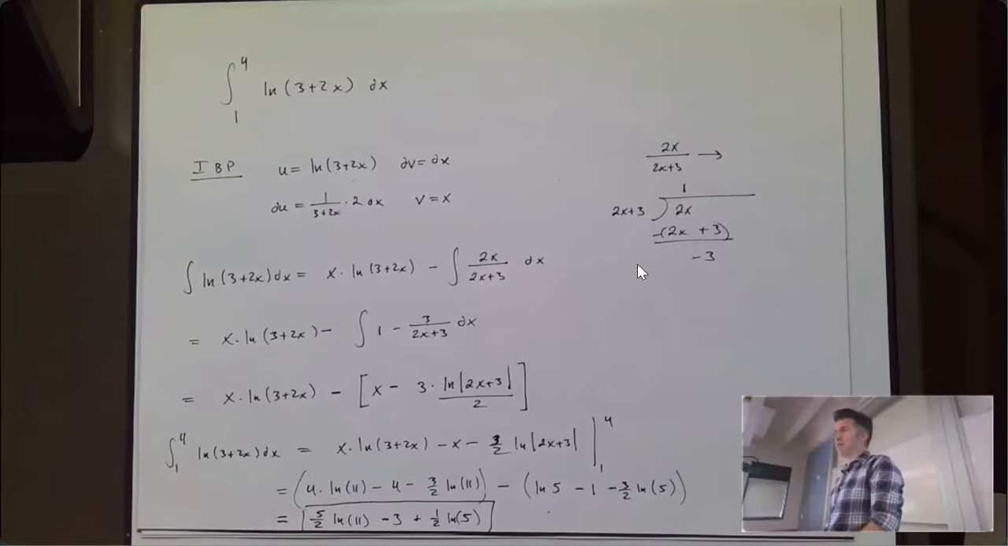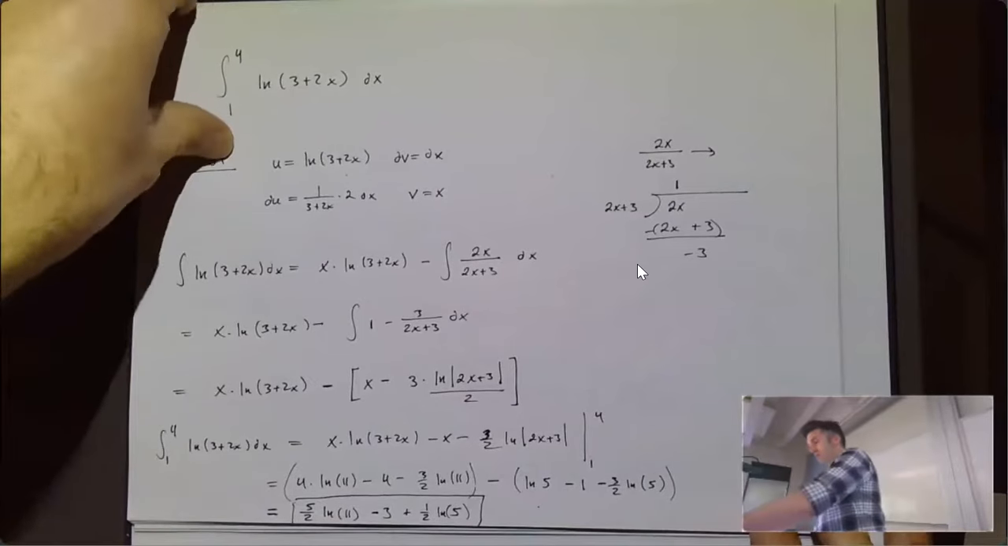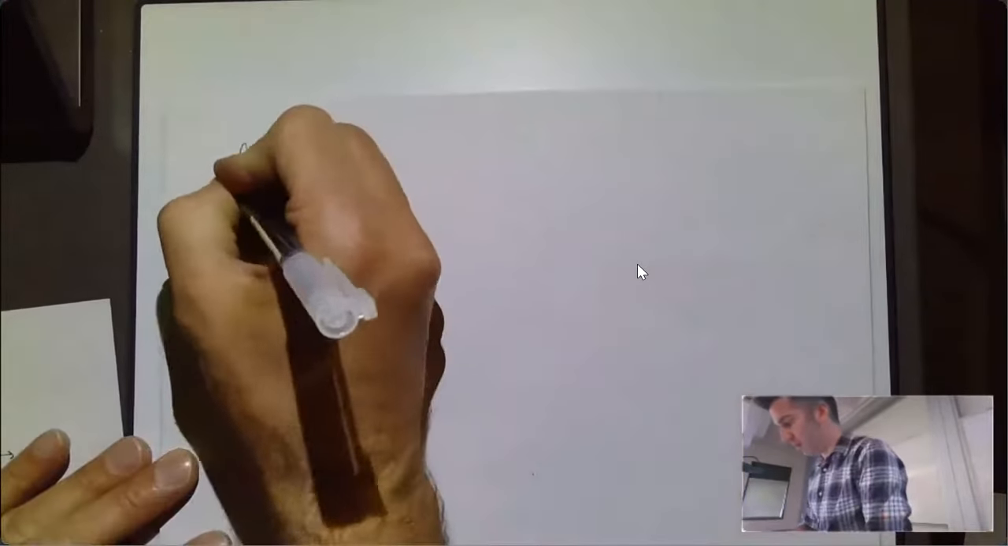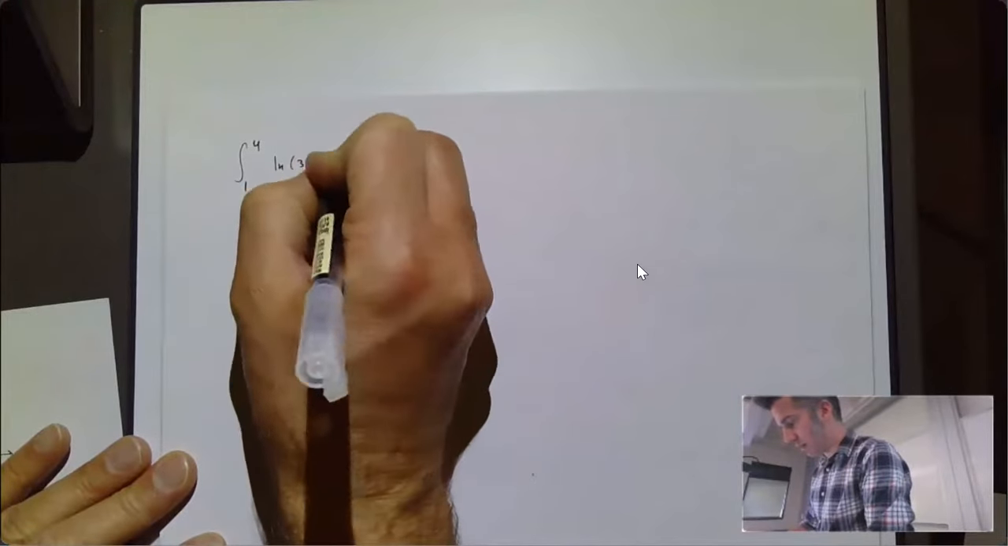Okay, let's do it a different way, just because it might be better. It's good to see which way you would want to do this. We're still going to have to do integration by parts though. So let's look at another way. Let's say we have the integral from 1 to 4 of the natural log of 3 plus 2x dx.